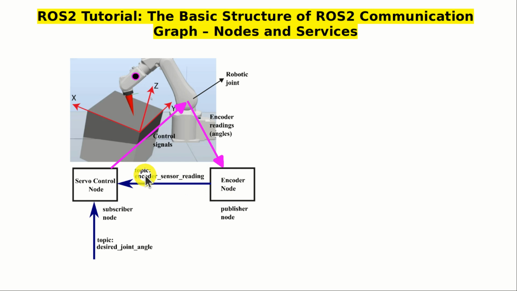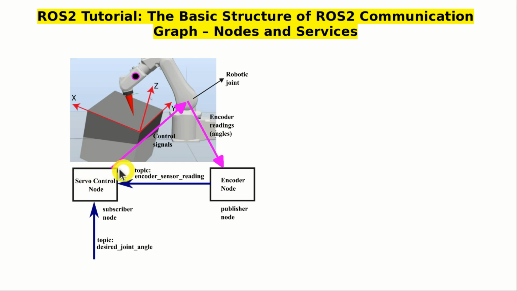Also, let us assume that we have implemented a node that controls a servo motor that moves the robotic joint. This node is called servo control node. This node is the subscriber node since it is subscribed to the topic called encoder sensor reading. The subscriber node receives messages containing numerical values of joint rotation angles.